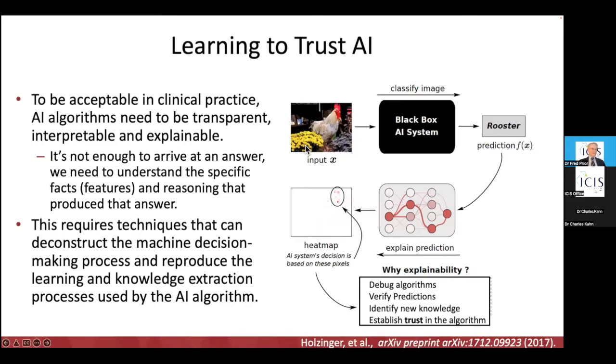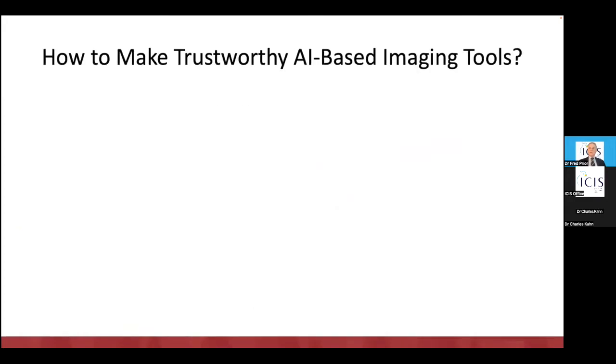I'm not sure that is new knowledge in this case, but I think you get the idea. But the whole point of this is to deconstruct the algorithm so we have trust. But is that enough? Is that really enough to make us believe that we have reliable algorithms? So the real question I'm trying to address today is how to make trustworthy AI-based imaging tools.